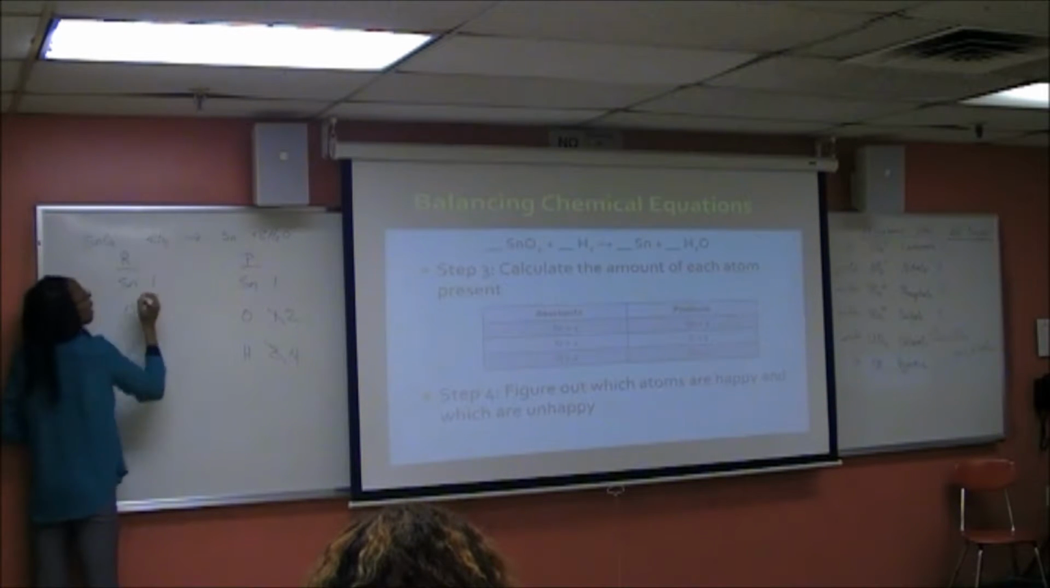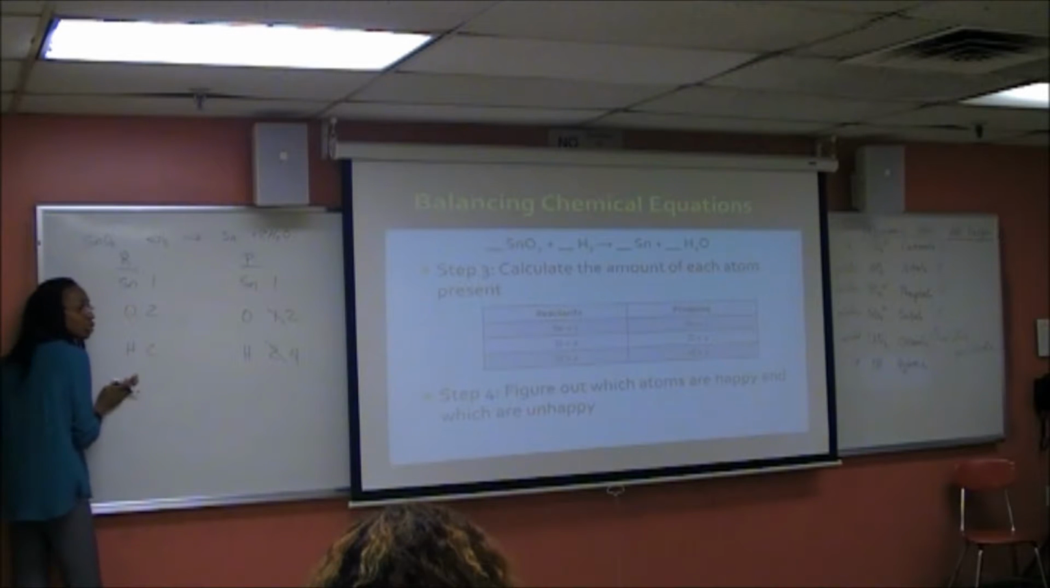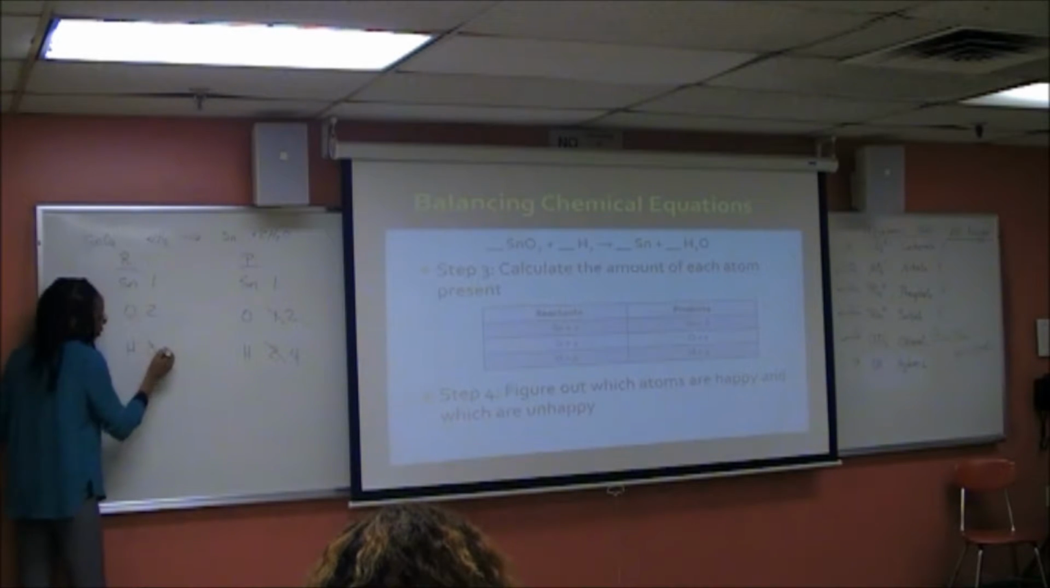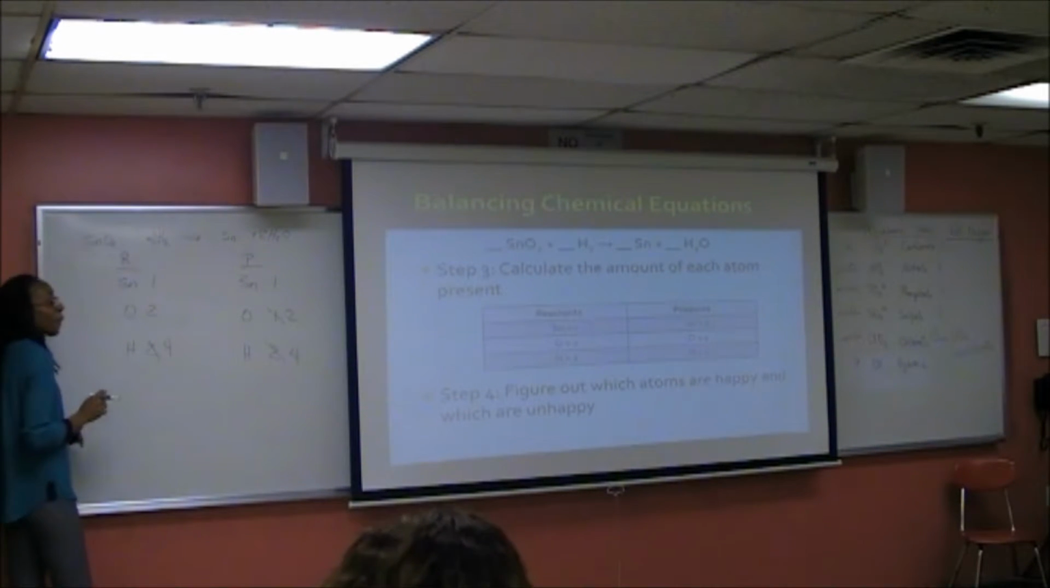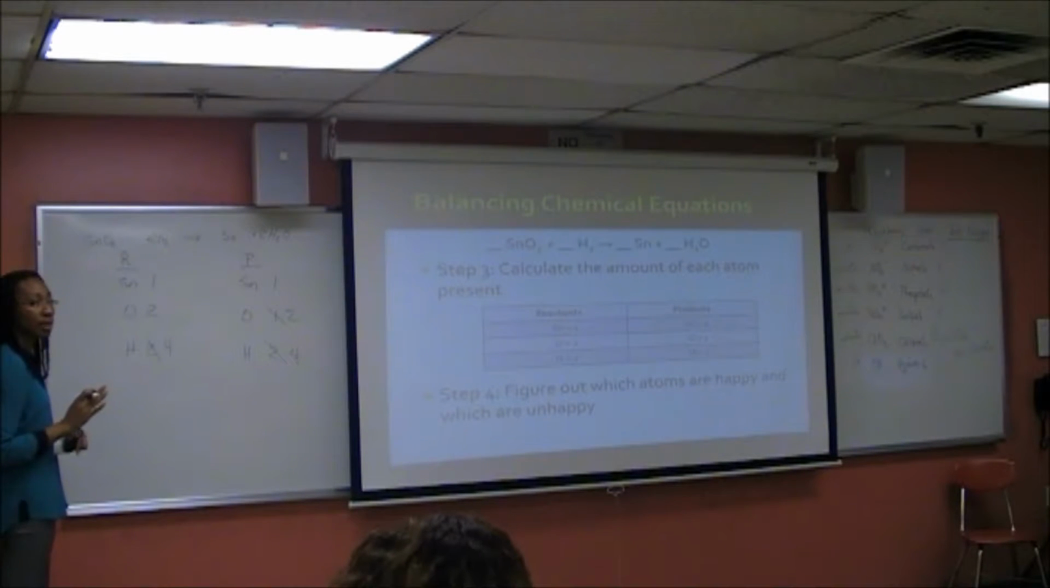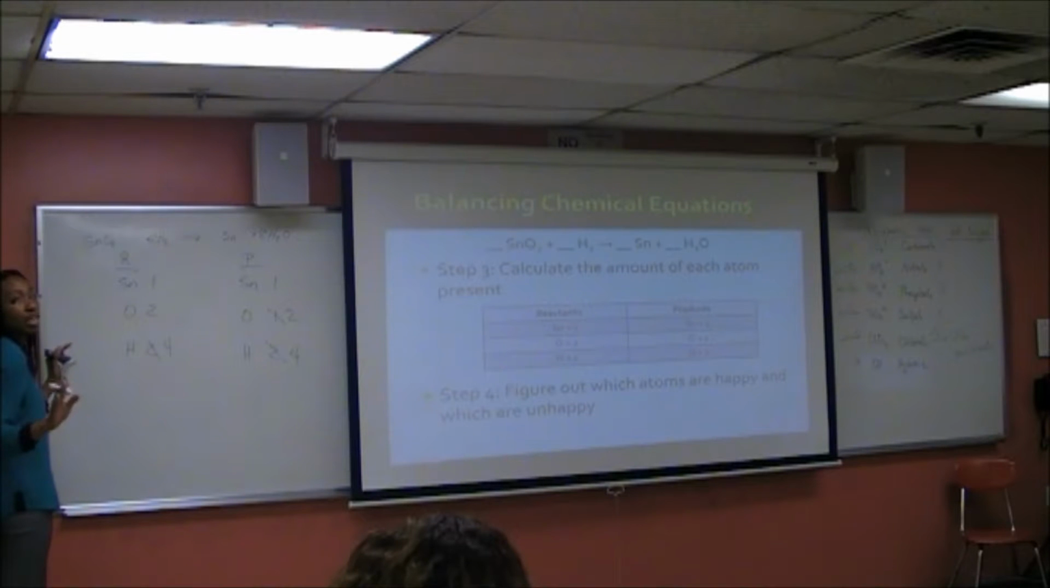Put a 2 in front of hydrogen gas. Now how many hydrogens do you have? 4. Cross that out, you put 4. Now is everybody happy? Yes. Everybody's happy. So technically, you're finished. But you're not finished. Okay?